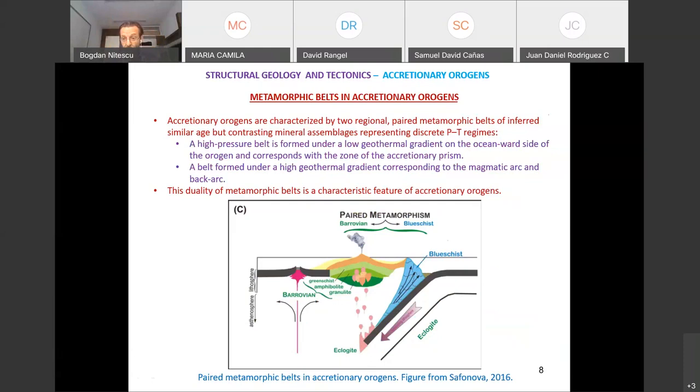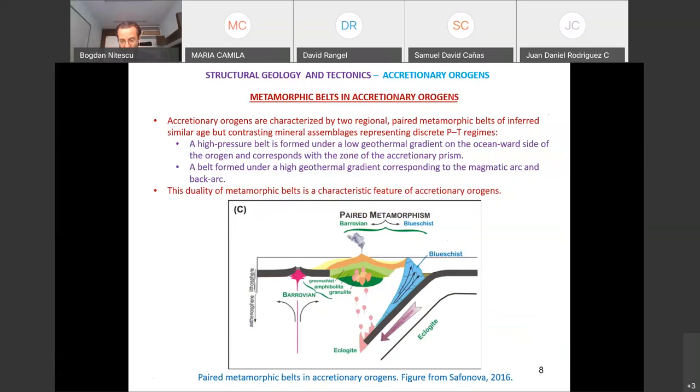So what happens, these accretionary orogens have these two regional, parallel and paired metamorphic belts. They are of similar age, but they are different in terms of the mineral assemblages because they formed under different conditions of pressure and temperature. And that's why, if you remember the graph last time, depending where you are, you have the transformations corresponding to that region of pressure and temperature, and new mineral assemblages form.